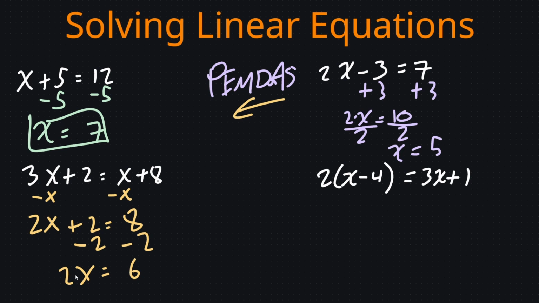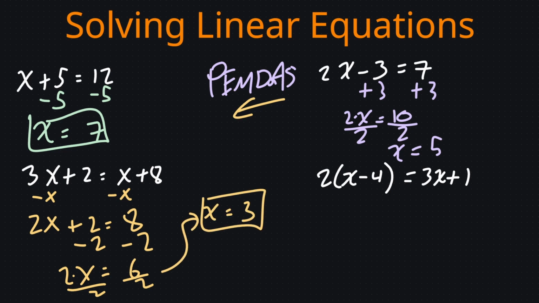And I know that the opposite of multiplying by 2 is dividing by 2. And so finally, I get that x is equal to 3 for my answer. Let's go for another one.